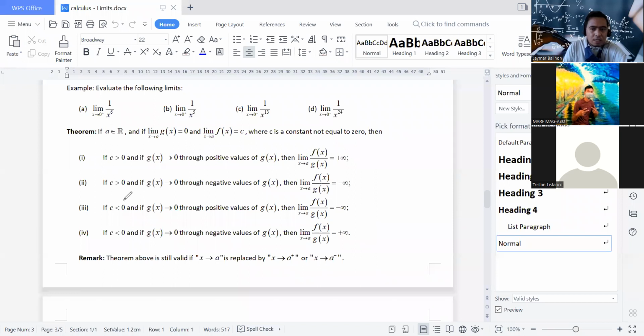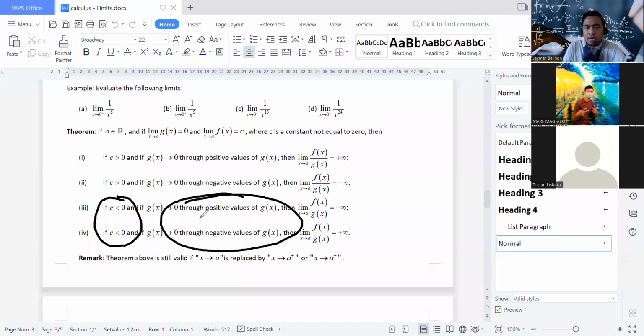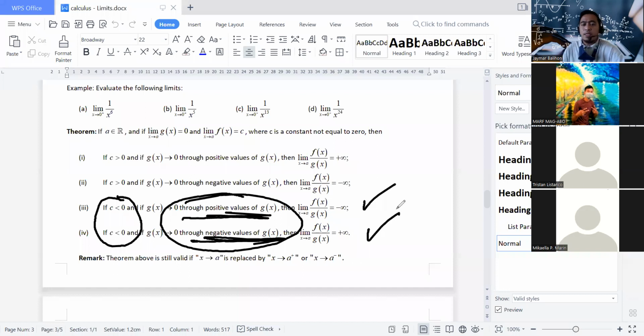Now, if c is less than 0 or negative, then you should consider these two cases. If your g of x approaches 0 through positive values of g of x, it is negative infinity. But if g of x approaches 0 from the negative values of g of x, that will be positive infinity. Let us have an example.